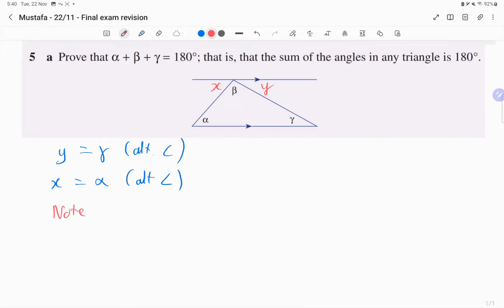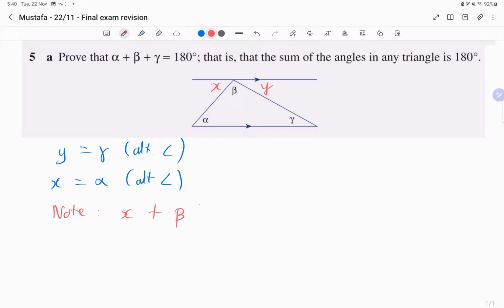And then how do we prove that alpha plus beta plus gamma equals 180? Do you have any sum of angles equal to 180, like angles in a straight line? Which one? Not 90 plus 90, based on this diagram. Not quite alpha plus gamma. Angles on a straight line: x, beta and y.